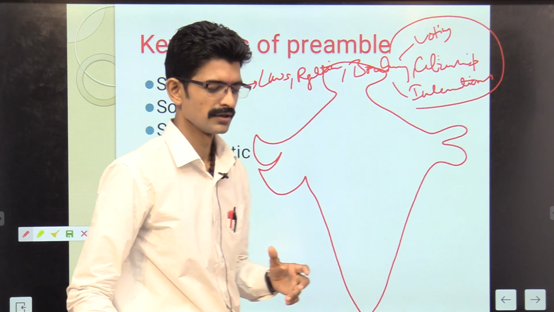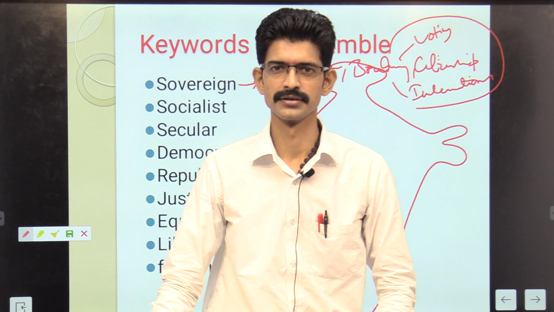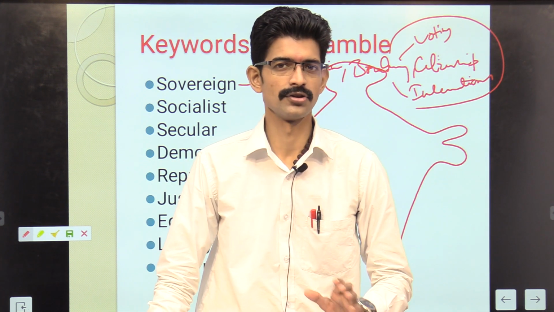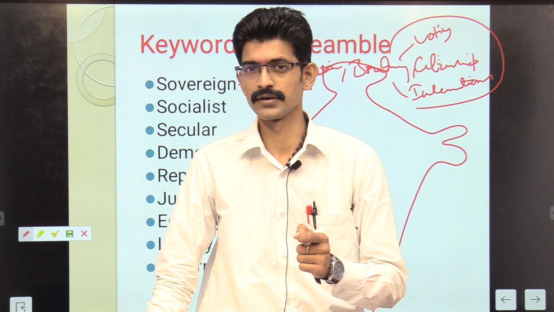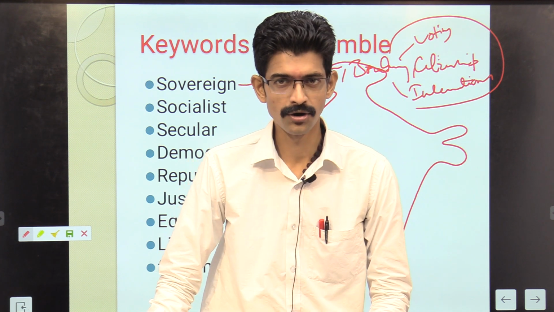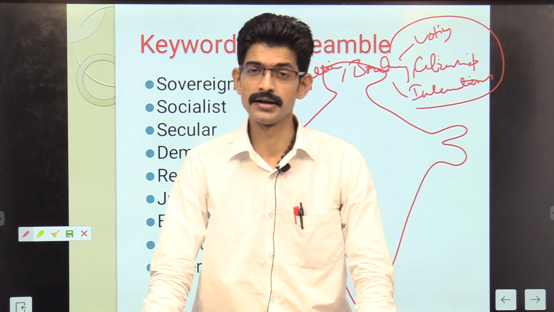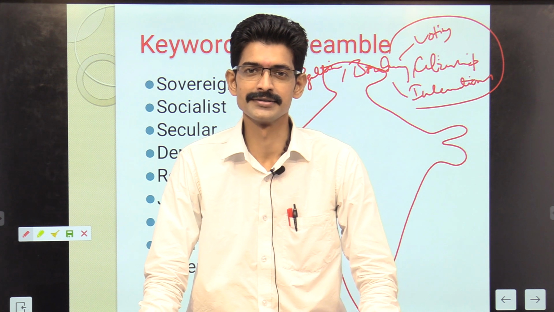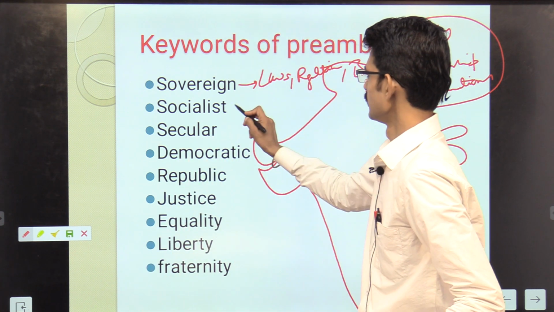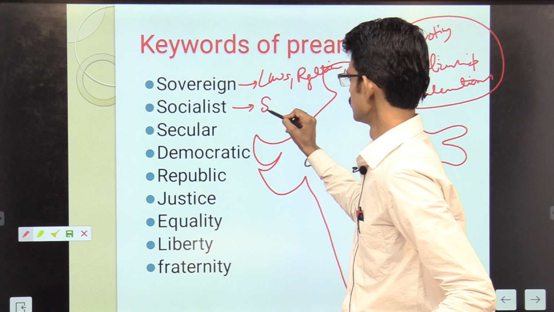The second part is socialist in nature. India's feature is socialist in nature. That means India does not have a capitalist economy. India does not have a communist economy, and India has a socialist economy. What does it mean, friends? India has a socialist nature.